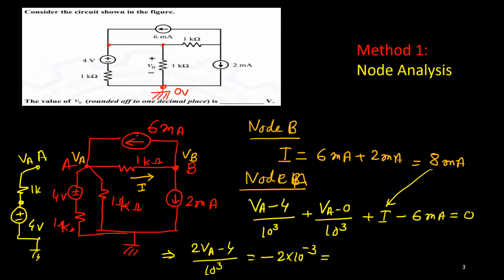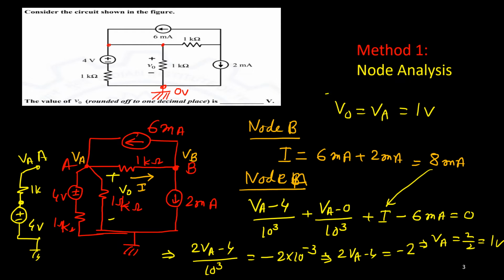Okay, so if you simplify it, 2VA minus 4 will be equal to minus 2, or VA equals, so this is 4 minus 2 is 2, so 2 by 2 is 1 volt. Okay, so VA is 1 volt, and you see this VA is the same as the potential across this one, that is your V naught. So V naught equals VA equals 1 volt. Okay, this is our answer.